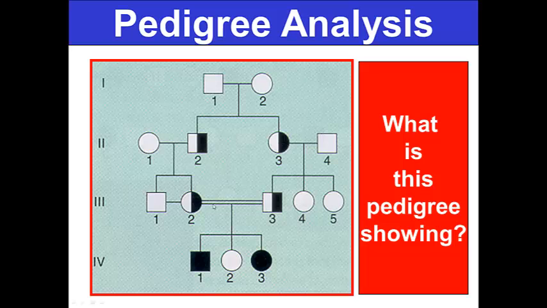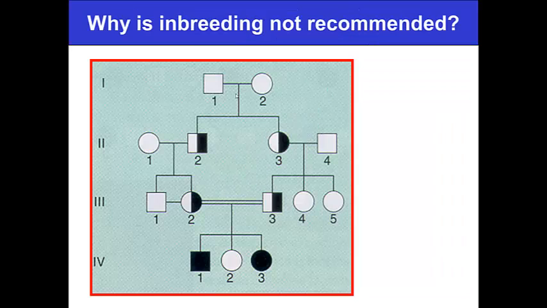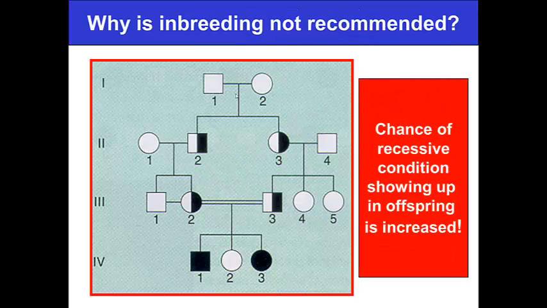These two individuals were heterozygous for the trait. They produced 2 affected individuals and 1 unaffected individual, which means that their parents or one of their parents had to be carriers of the condition, as well as indicating that their grandparents or great-grandparents were carriers. That indicates inbreeding. Why is inbreeding not recommended? The chance of recessive conditions showing up in offspring is increased.